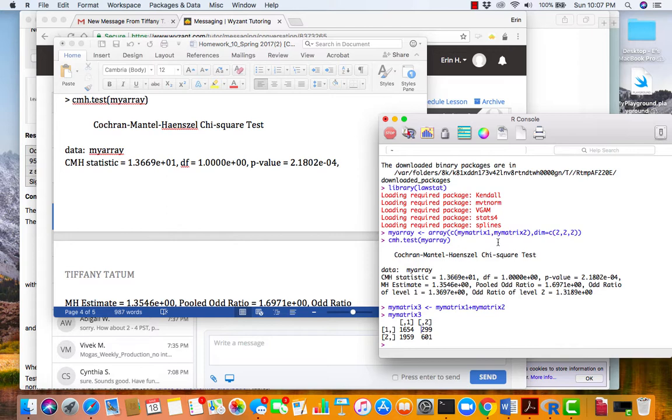You've got your test statistic with degrees of freedom. And the p-value is, oh, my fault, 0.000218. There is your pooled odds ratio, and that's what I was getting at when I did the confidence interval. And this is just the combined. If you wanted to see what the combined matrix is, all you do is add them together. So that's what they look like.